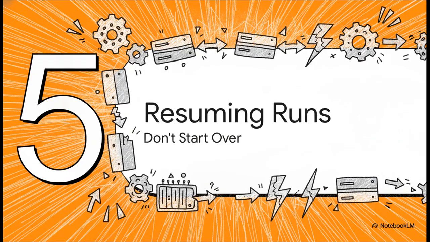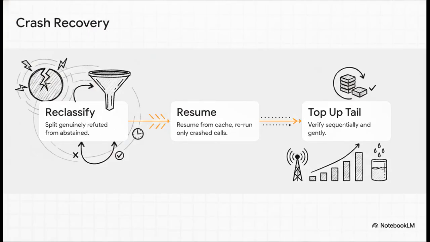Part 5. Resuming crashed agent runs. Listen to me. Whatever you do, do not start over. The absolute worst thing you can possibly do when a run crashes is throw away the whole thing and start from scratch. You're going to waste massive amounts of time, burn through tokens, and honestly, you'll probably just retrip the exact same rate limit. Your mantra has to be resume, don't rerun. Here is your 3-step recovery plan.